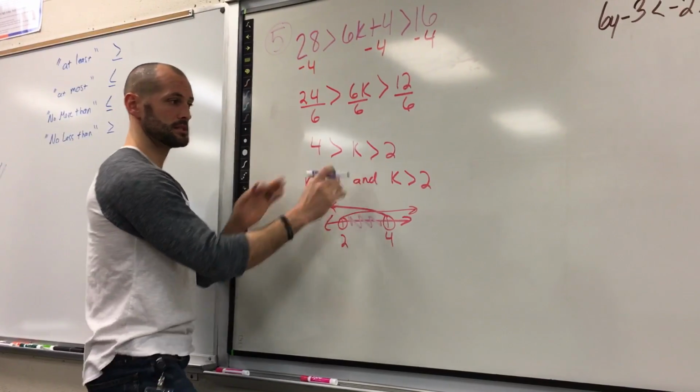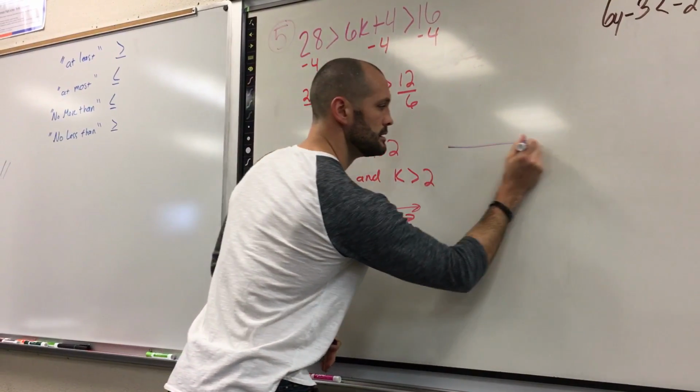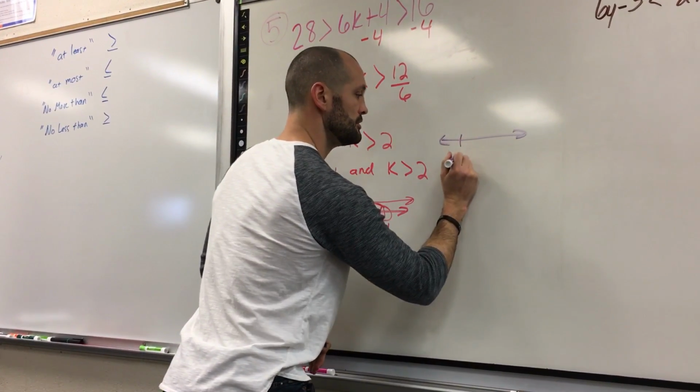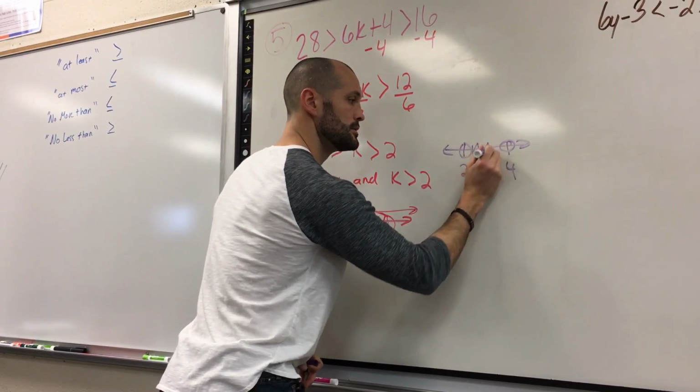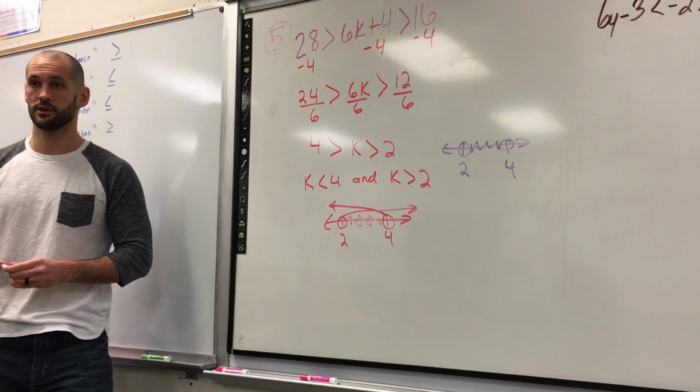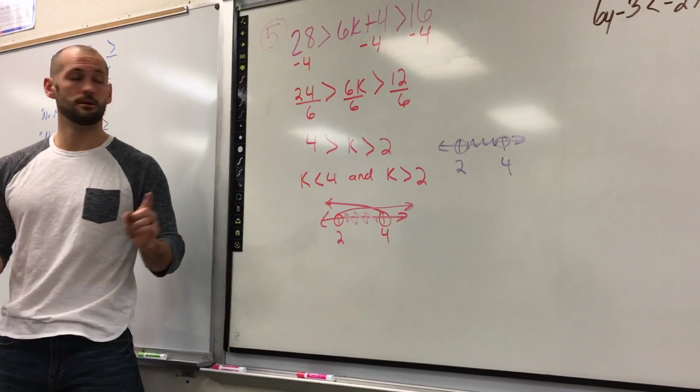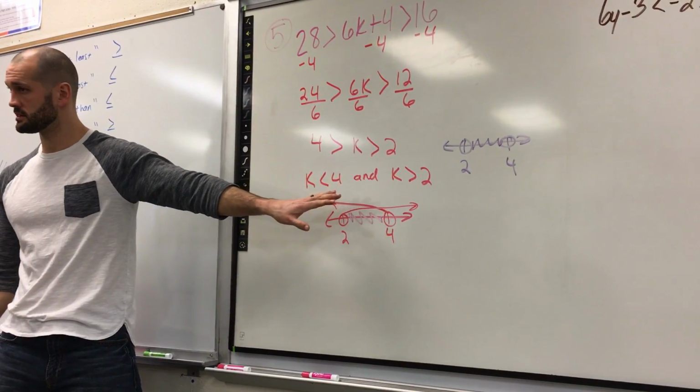So there's my inequality answer. My graph answer would be from 2 to 4 with the shading in between. Those are the only numbers that satisfy both of my conditions.